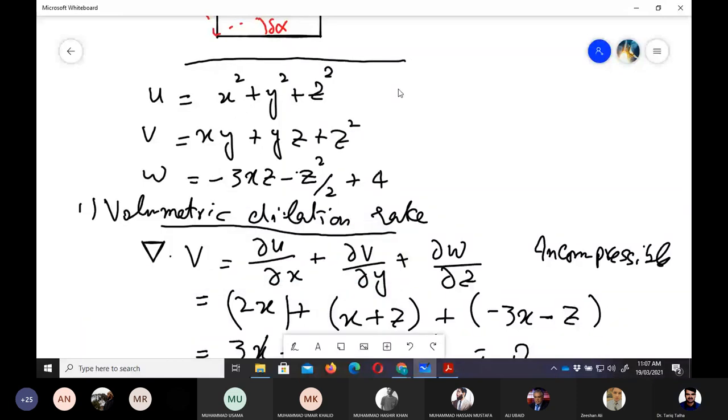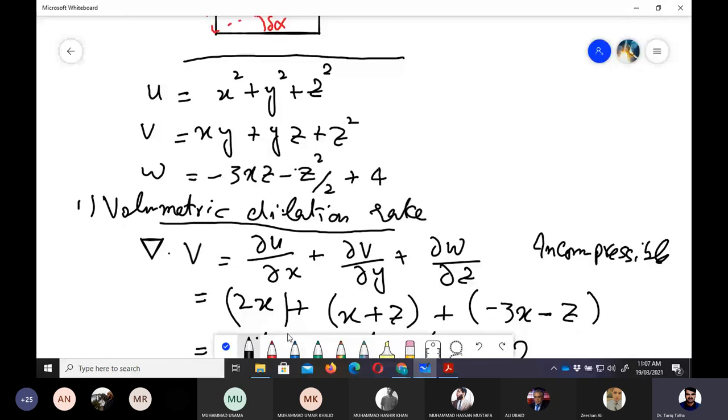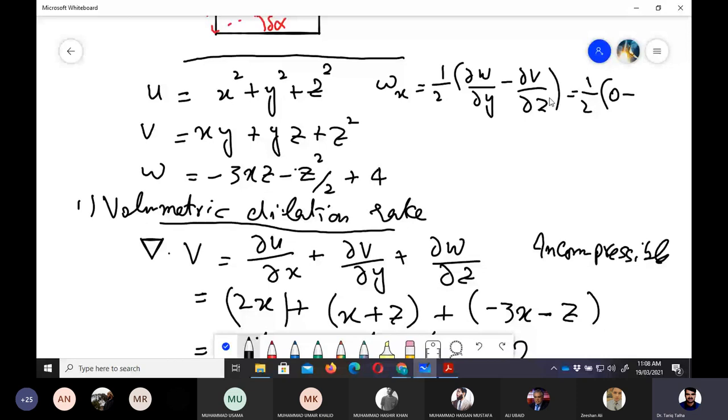Wx would be equal to 1 by 2 partial W by partial Y minus partial B by partial Z. Now, partial W by partial Y would be equal to 0. So that would be 0 minus partial B by partial Z. It would be equal to Y plus 2Z.